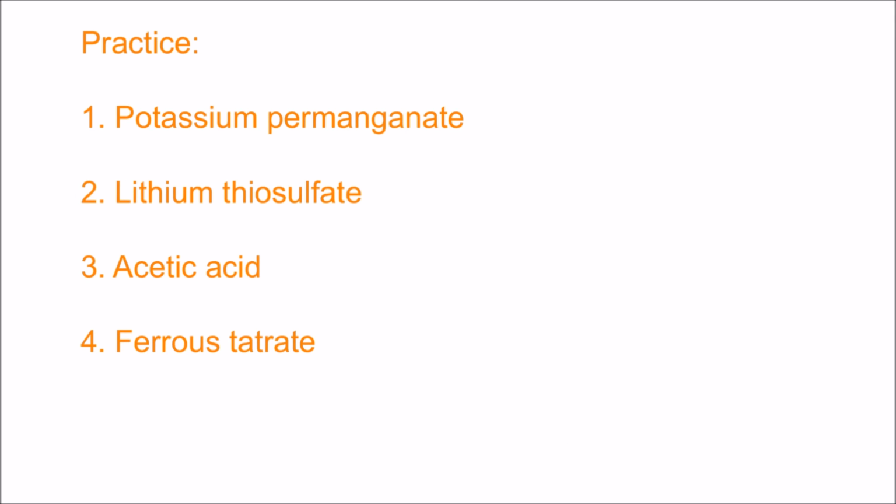Okay, let's see if we can turn these into their formulas. Potassium permanganate. Okay, so we're going to write the symbol for potassium, and then we need the permanganate ion, which we should have memorized. That's MnO4. Finally, we'll just check our charges. Potassium's in group 1, so it's got a +1 charge, and the MnO4 anion has a -1 charge. So they cancel each other out, and that gives us the final formula.